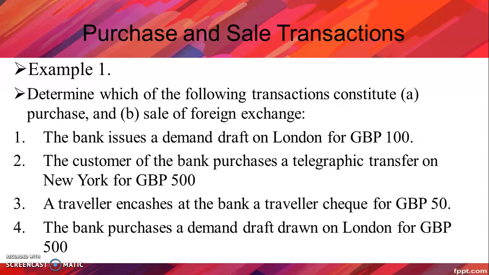Determine which of the following transactions constitute purchase and sale of foreign exchange. First one, the bank issues a demand draft on London for £100. Second one, the customer of the bank purchases a telegraphic transfer on New York for £500. Third one, the traveler encashes at the bank a traveler's check for £50. And lastly, the bank purchases a demand draft drawn on London for £500. Try to find out the answers.